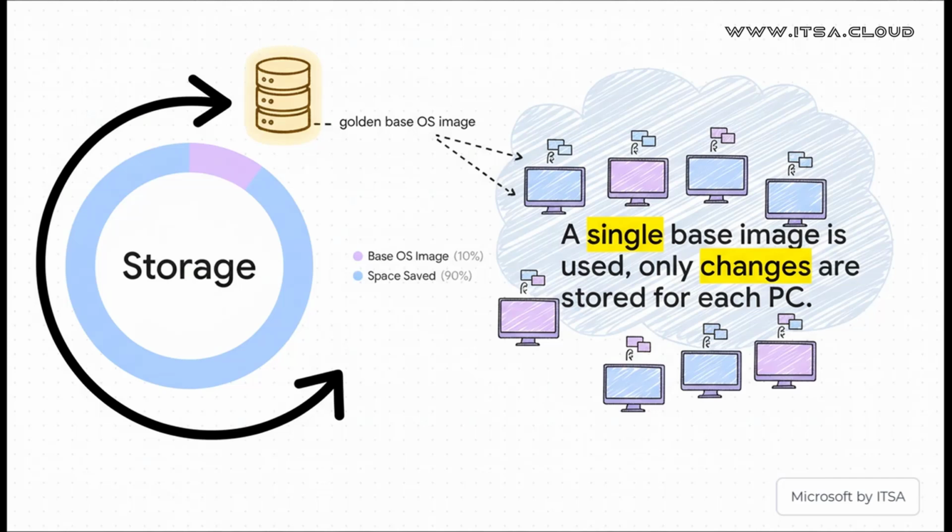Then, for every single one of those 100 computers that boots up, the server just creates a tiny little file, a differencing disk, that only stores the unique changes for that one machine. So you're not storing 100 full copies of the OS. Nope, you're storing one copy plus 100 tiny files of changes. It is just an incredibly clever and efficient design.